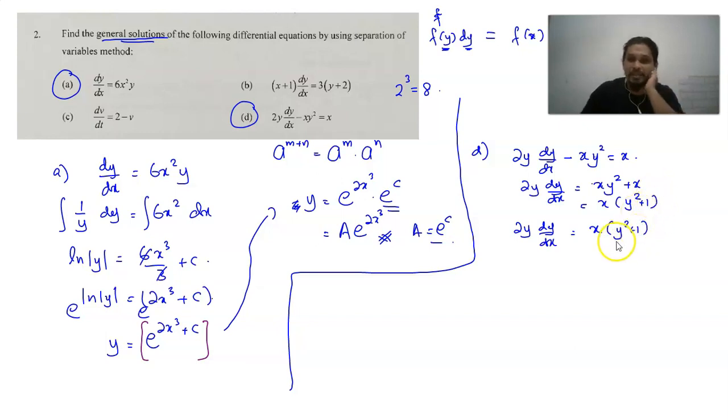Okay, so let's separate the variables, y on the left side and x on the other side. So divide by y squared plus 1 on the right side, and also here we come up with 2y divided by y squared plus 1.